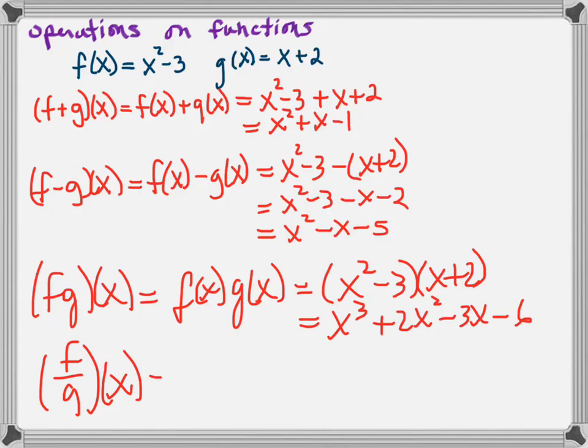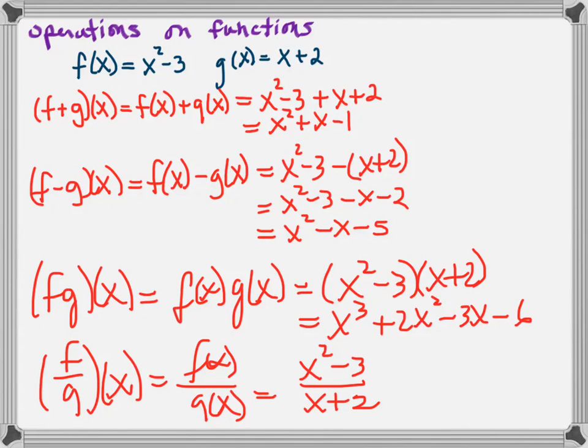Finally, division can be written as f over g of x, or separating them out, it's f of x over g of x. So this gives us x squared minus 3 over x plus 2, which can't be simplified.